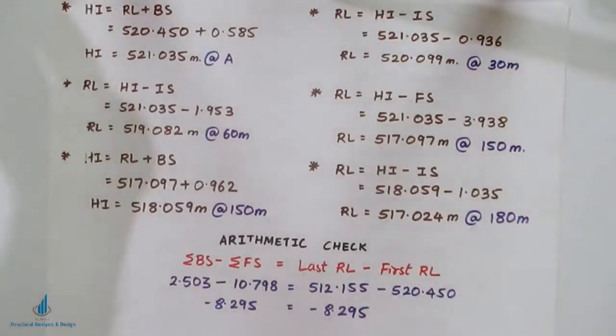Don't worry about this minus sign. Minus sign we are getting because the ground was continuously sloping, so the last RL will be the reduced one compared to the first RL. So you will be getting this same values. If you get the same value for the check, then you can just conclude your problem is correct. Okay, so I hope I have cleared all the doubts regarding the height of instrument method.